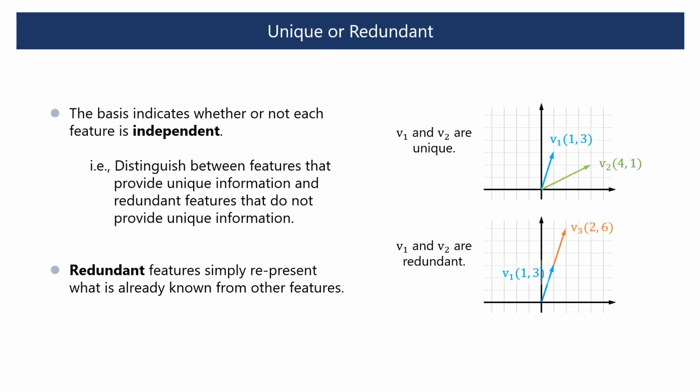The basis indicates whether or not each feature is independent. This also means that we can distinguish between features that provide unique information and redundant features that do not provide unique information. Redundant features do not add any new information to us, but simply represent what is already known from other features. The concept of basis is useful for distinguishing between such features.